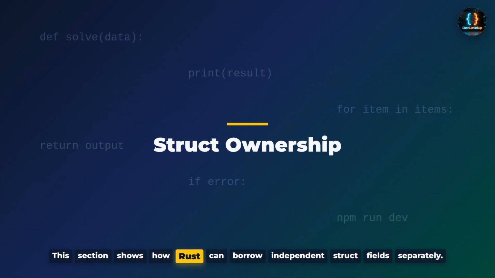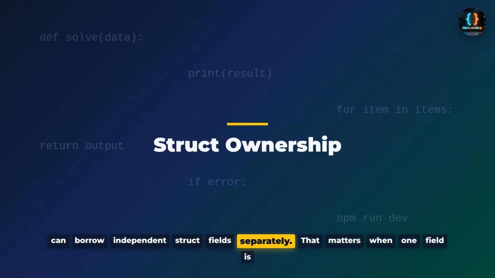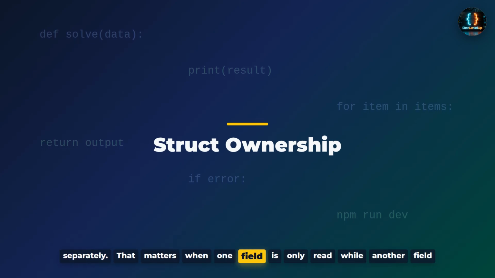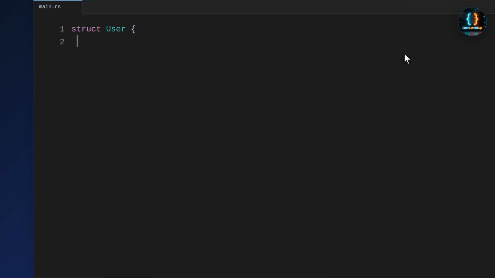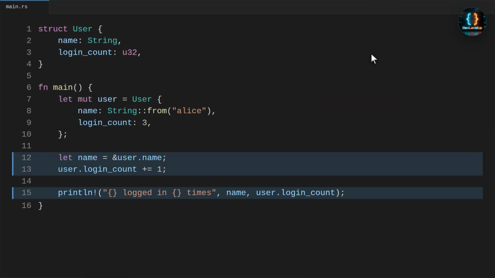This section shows how Rust can borrow independent struct fields separately. That matters when one field is only read while another field is updated. For an audit log, we want the user's name for the message, and we also want to increment the login counter. We borrow only the name field, then mutate only the login count field. Now we run it and confirm the counter is updated.